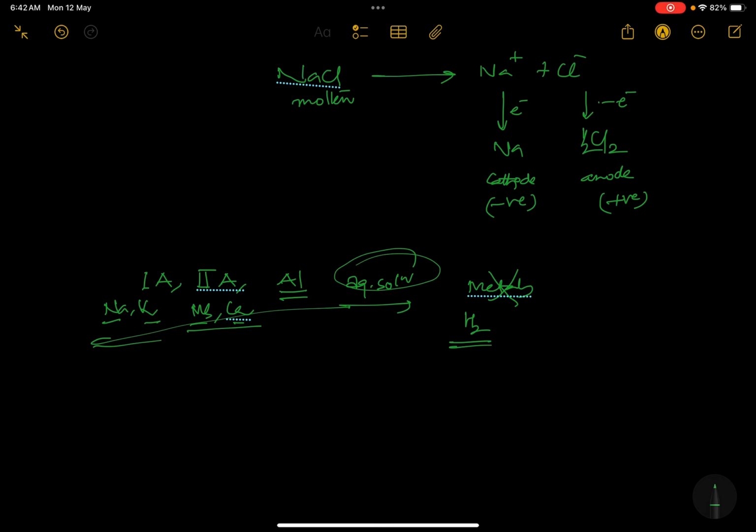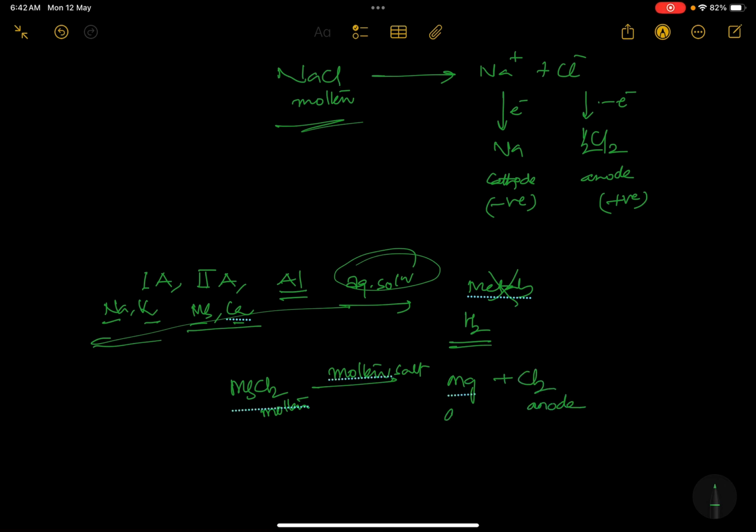Then what should we do? You can take molten salts, like molten sodium chloride, which we have just discussed, or molten magnesium chloride. Yes, you will get magnesium at the cathode and chlorine at the anode. Right? We should not use aqueous solutions.